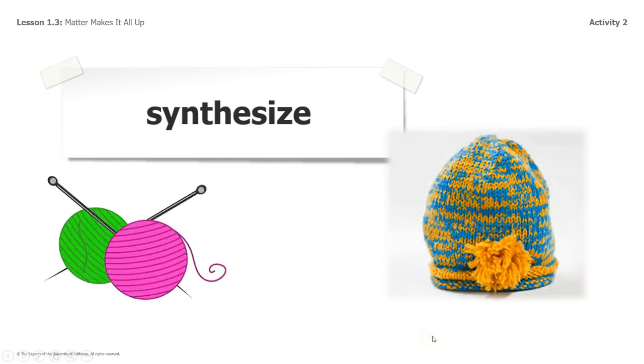If you think of your ideas as yarn and the needles as your brain, when we read, we take these different ideas and we weave them together. We weave them together to make new understanding. So this hat represents the metaphor for synthesizing. This hat is made of different colors of yarn, and it represents the different ideas that, once we read them, our brains have put together to create a new understanding.